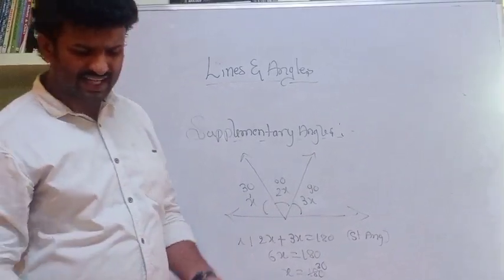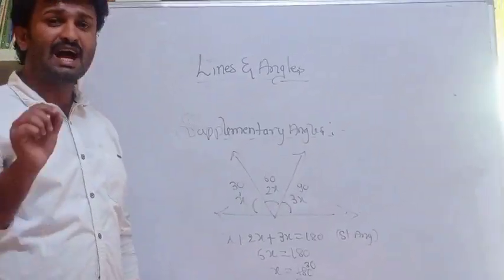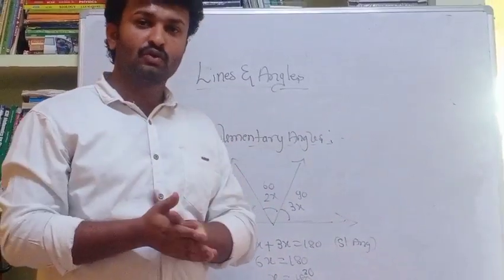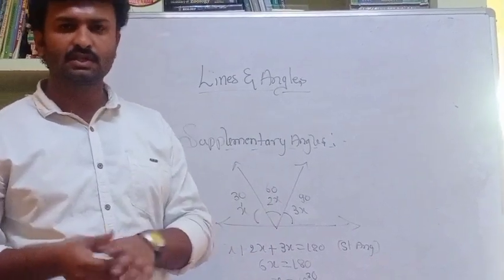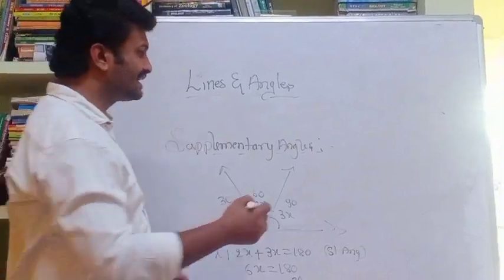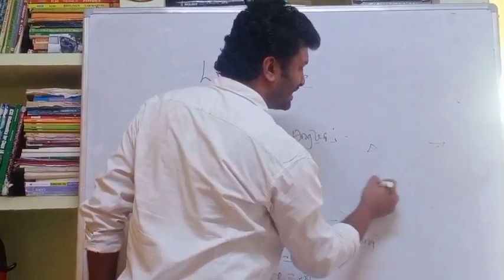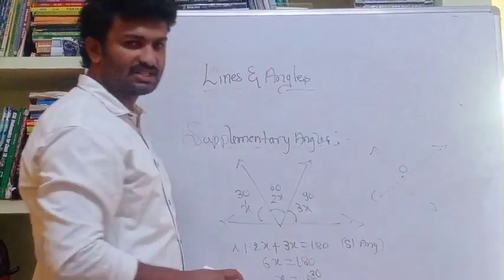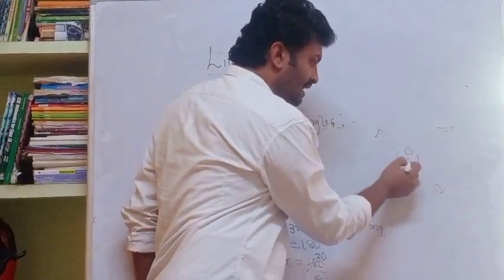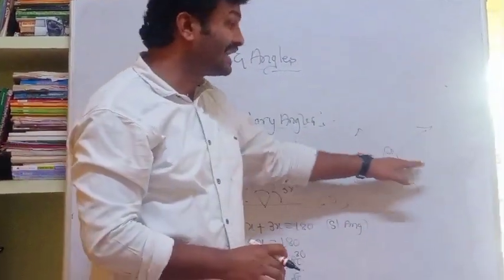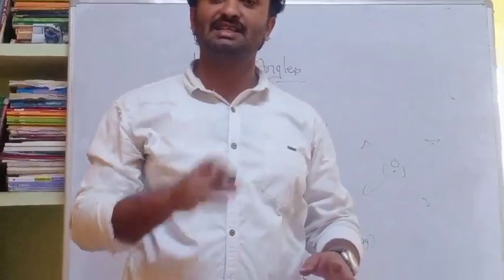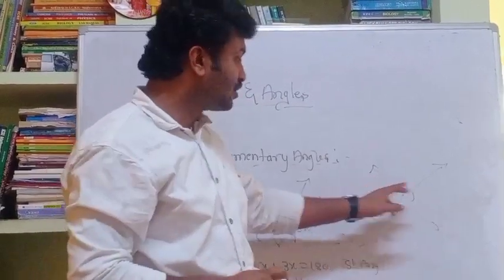Next, vertically opposite angles. What are vertically opposite angles? Before going to vertically opposite angles, recall intersecting lines. If two lines intersect at a common point, we call them intersecting lines. If two lines intersect each other, then their opposite angles are equal, and are said to be vertically opposite angles. When two lines intersect, we get vertically opposite angles at the middle.